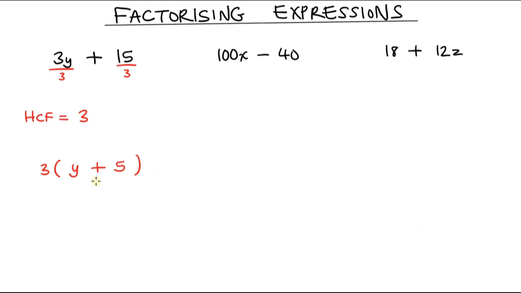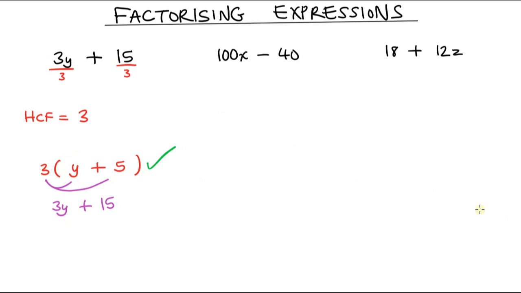And the cool thing about this is I can check my answer by just doing the reverse, which is expanding brackets. I've done a few videos on this, and I've got a playlist dedicated to expanding brackets, which I highly recommend you visit. But if we expand the brackets correctly, we should be left with our original question. So let's expand these brackets. 3 times y gives me 3y. And then 3 times 5 is positive 15. And lo and behold, it's exactly the same as what I started with. So I know that this here is the correct answer.